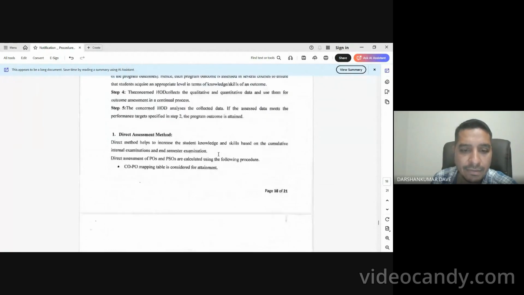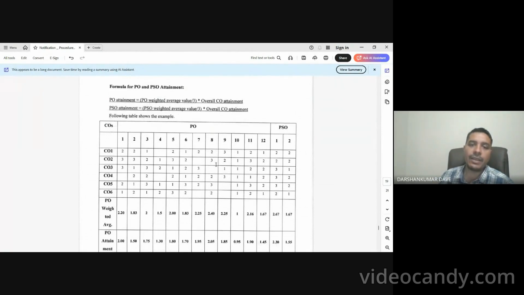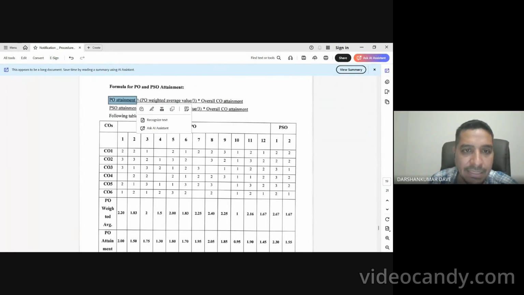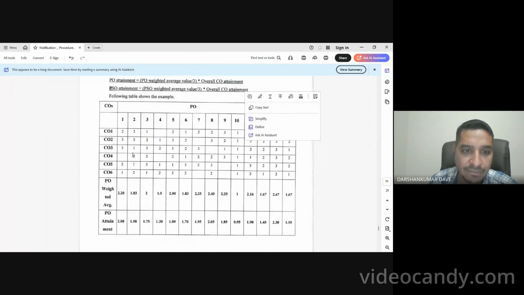And this matrix is written. You can call it a calculation of PO and PSO based on the course outcomes. The formula is very simple. Program outcome attainment is PO weighted average value divided by 3 into overall CO attainment achieved.